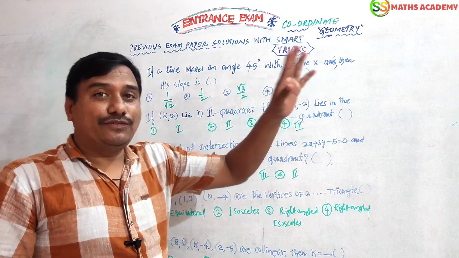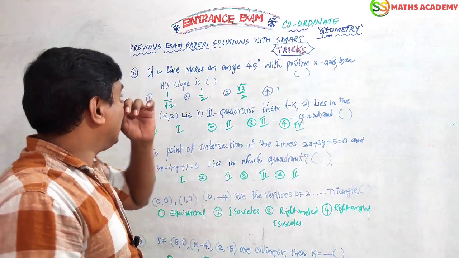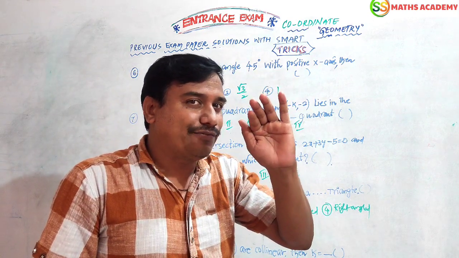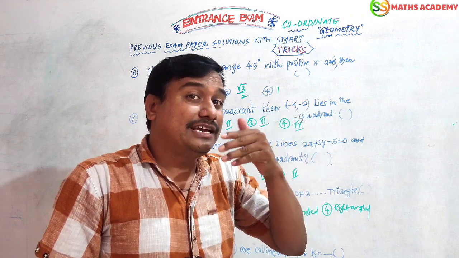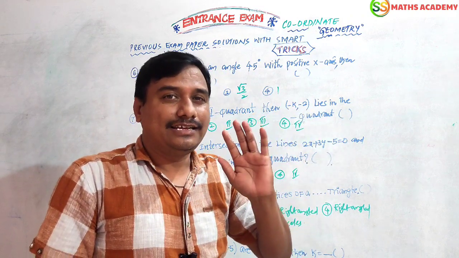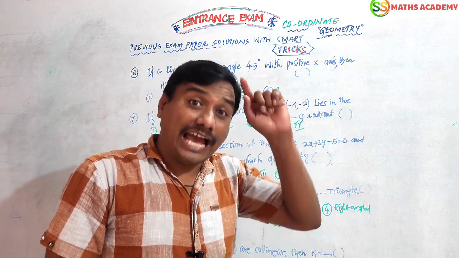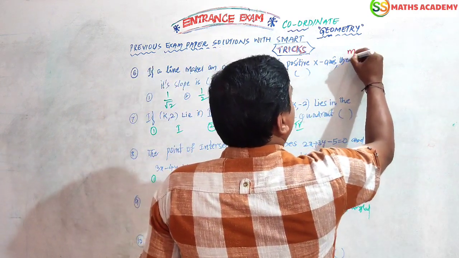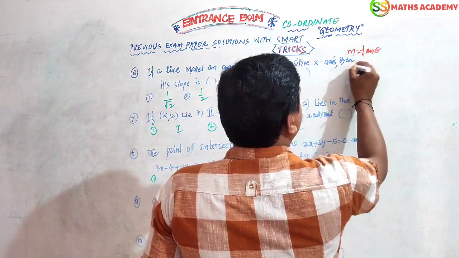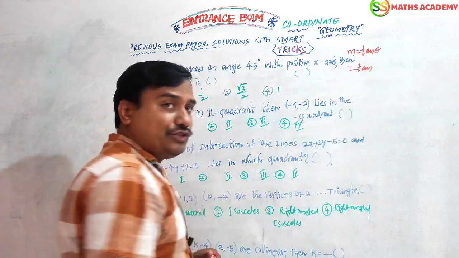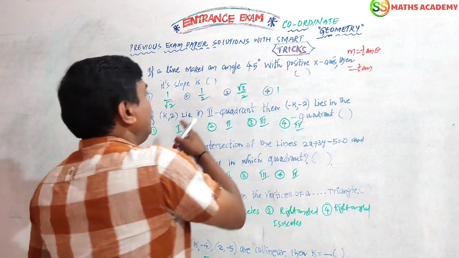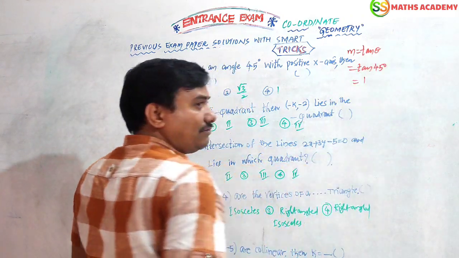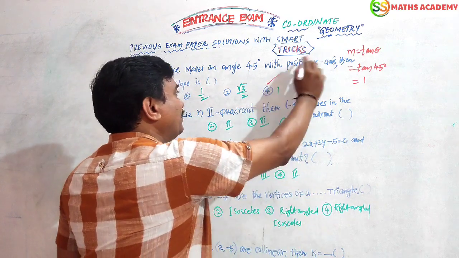If a line makes an angle of 45 degrees with the positive x-axis, then, as I told you, the inclination of the angle made with the positive x-axis is called the slope of the line. When the angle is given, what formula should we use? M equals tan theta. We should apply the tan trigonometric ratio here, and theta is 45. Tan 45 is 1. That's it. The answer is 1.